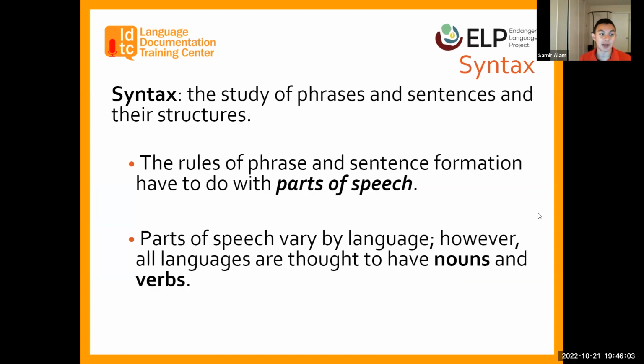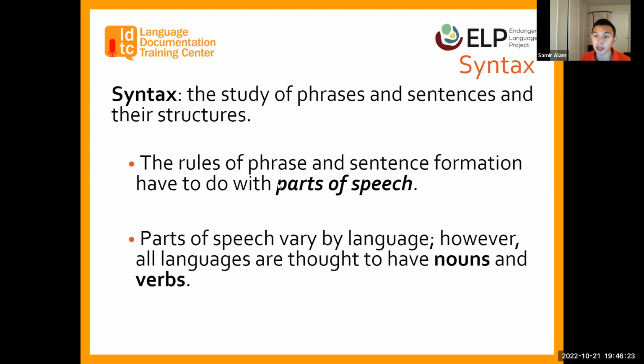And that's what it says here, right? Syntax, the study of phrases and sentences and their structures. If we're not sure what a phrase is, because people will use it differently, we can think about it as just how do we combine words? So to think about how we combine words, we have to think about what kinds of words we're combining, right?